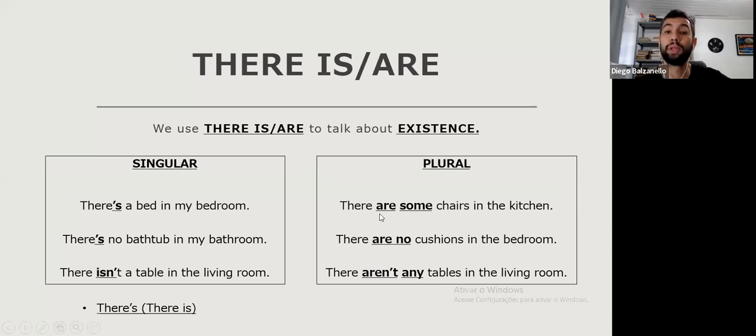For plural, we're gonna use there are. So there are some chairs in the kitchen. There are no cushions in the bedroom. There aren't any tables in the living room. Okay, so here we have affirmative and negatives. Here, the negative form we can use there are no or there aren't any.